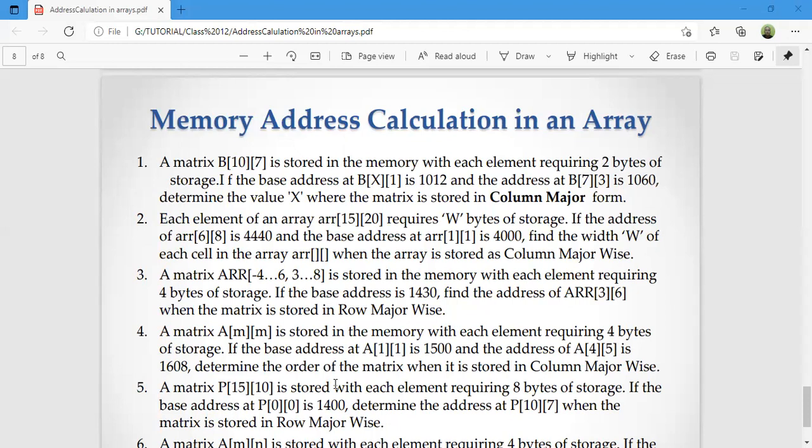wise. So the lower bound of row is -4, the upper bound of row is 6, the lower bound of column is 3, and upper bound of column is 8. And the base address is given as 1430, that is B. W is given as 4, I is 3, and J is 6. And then we have to calculate. So please note these values down first, then we'll see how to do it.